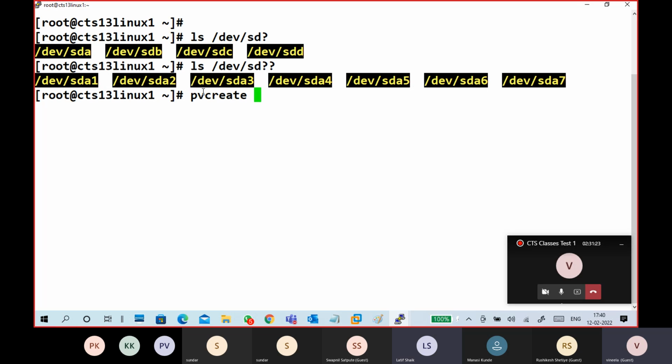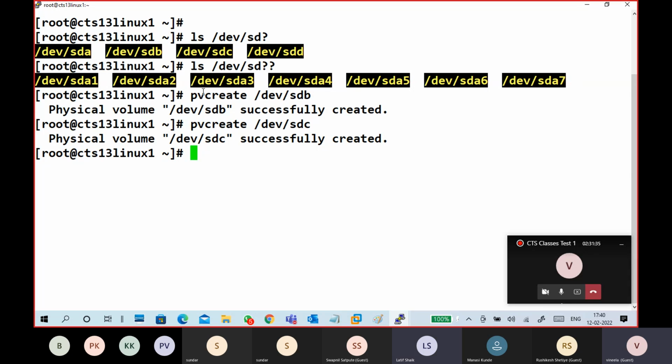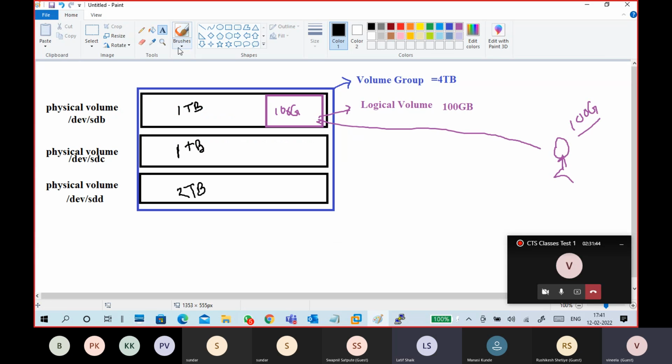pvcreate /dev/sdb created, /dev/sdc created. Successful. Next one. So pvcreate completed. Okay, the next one is volume groups.